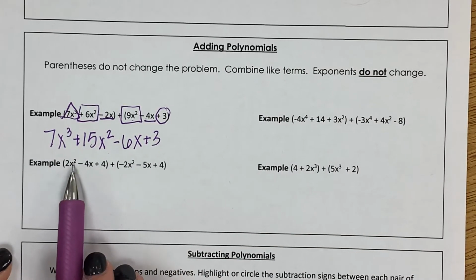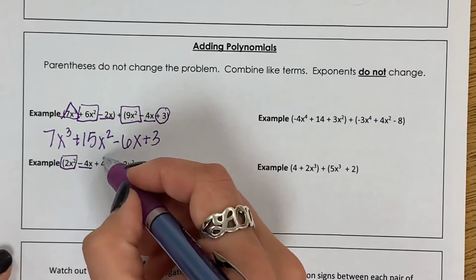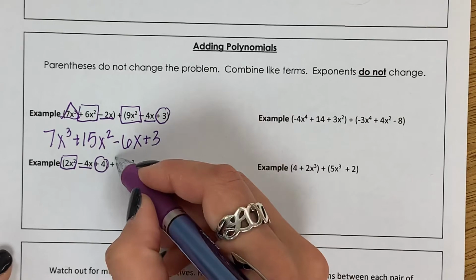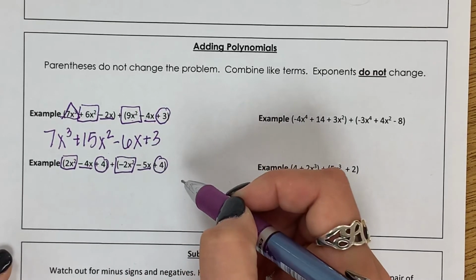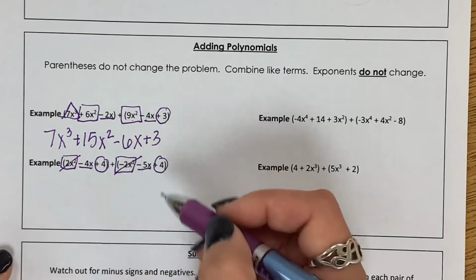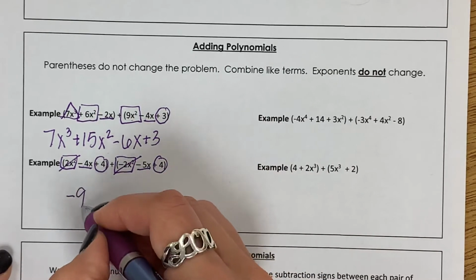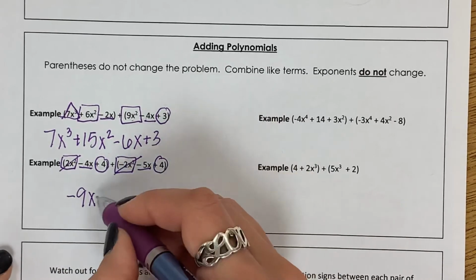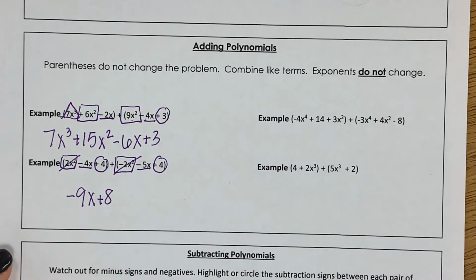All right, the next one, 2x squared. I'm going to put a square around it. Negative 4x underline, plus 4 is circle. Negative 2x squared, underline, circle. Combine the like shapes. 2 and negative 2, those actually equal 0, so we're going to cross those out. Negative 4x and negative 5x is negative 9x. 4 and 4 is 8. We'll do these two examples in class together.